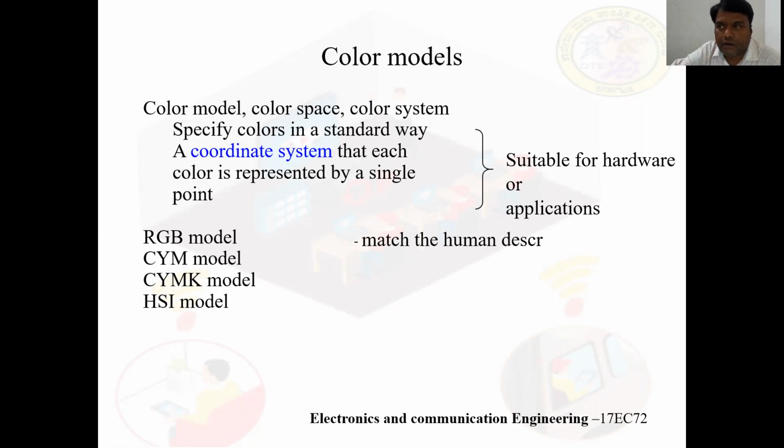The purpose of a color model is to facilitate the specification of colors in some standard, generally accepted way. The color model is the specification of a coordinate system where each color is represented by a single point.